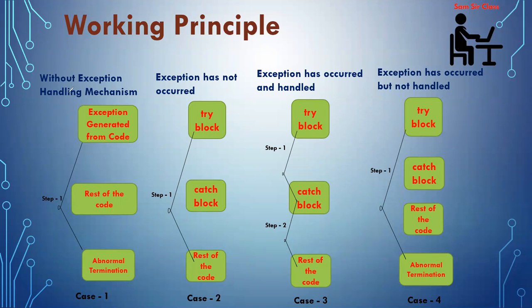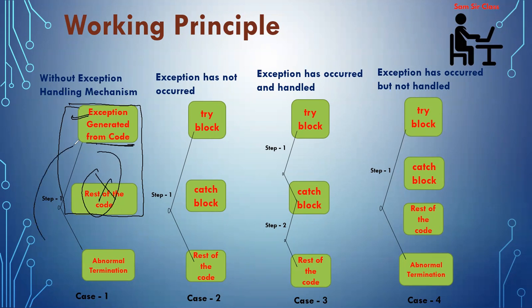So first case, without exception handling. Without an exception handling mechanism means an exception is generated, but we are not handling it. So what will happen? This is the entire code. The exception is generated here, so the rest of the code is not going to be executed. Directly it will come to abnormal termination, which we have experienced without using the try catch block.